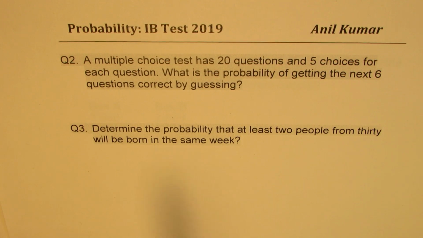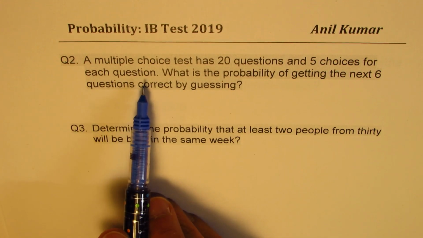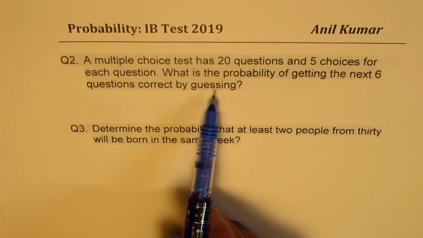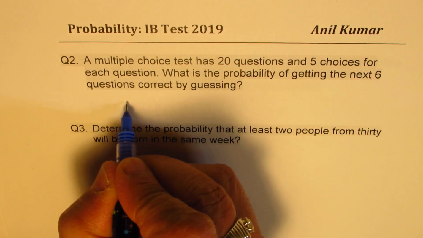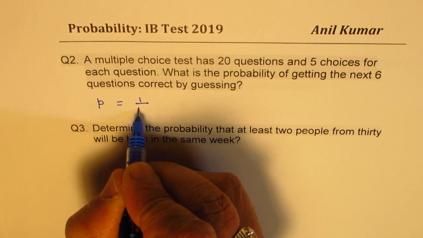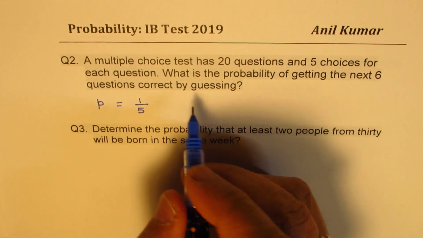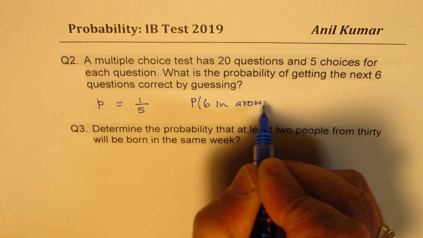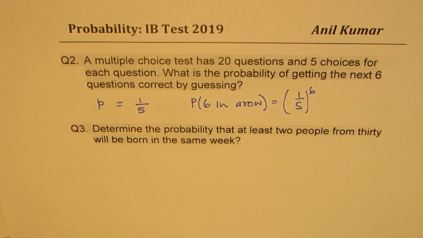A multiple choice test has 20 questions and 5 choices for each question, right? What is the probability of getting the next 6 questions correct by guessing? So in this case, since there are 5 choices, the probability of correct answer, let's say P, is 1 over 5. Now to get the probability of 6 in a row correct, it will be 1 over 5 to the power of 6. So that becomes the answer, correct?